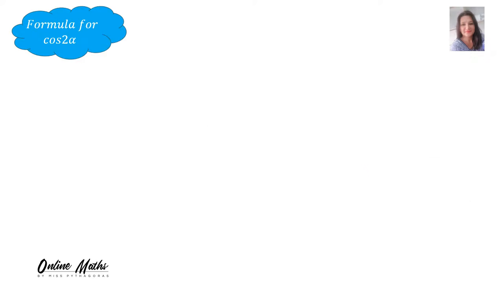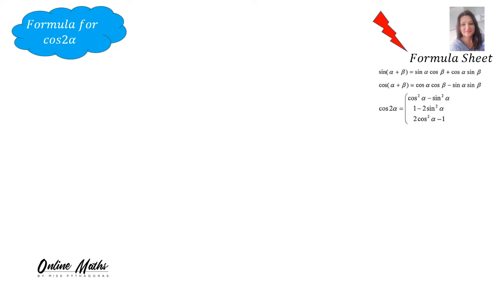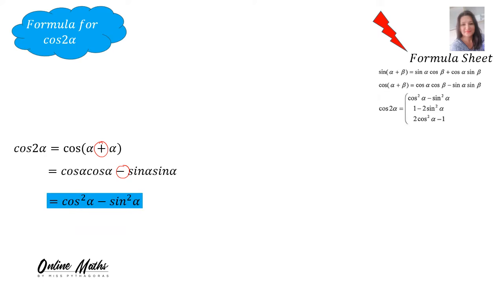Now the formula for cos 2 alpha, the double angle. On your formula sheet, there's 3 rules. Let me show you. We start with cos 2 alpha and we write it as cos alpha plus alpha, the compound angle. And then that compound angle is the same as cos, cos, sin, sin. And remember, if this is a plus, then that is a minus. And then cos alpha times cos alpha is cos squared alpha, minus sin alpha times sin alpha is sin squared alpha. Now you see that there's 3 rules on the formula sheet.